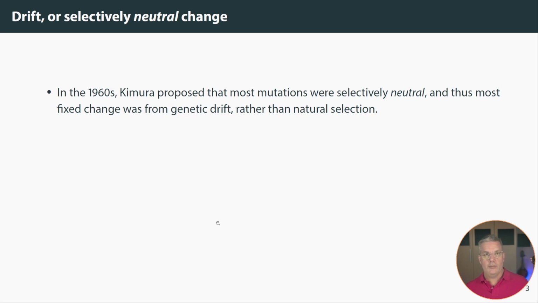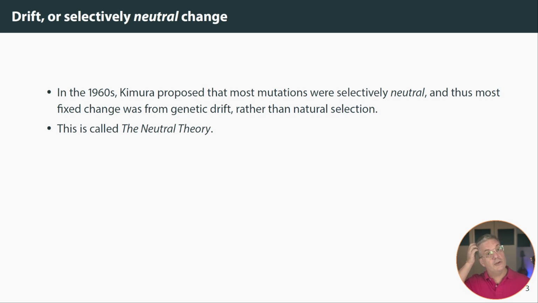In the middle, between negative and positive selection, is drift. And drift is not itself new, but there was a proposal in the 1960s by Kimura, which was that most mutations would be selectively neutral, and that they could then be fixed in the population. And so the consequence of this model was the idea, in principle, that perhaps most of the fixed change that's observed would be from genetic drift rather than natural selection.